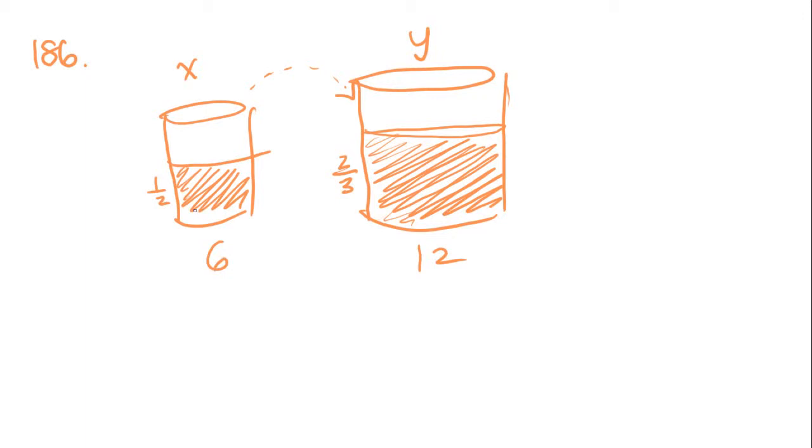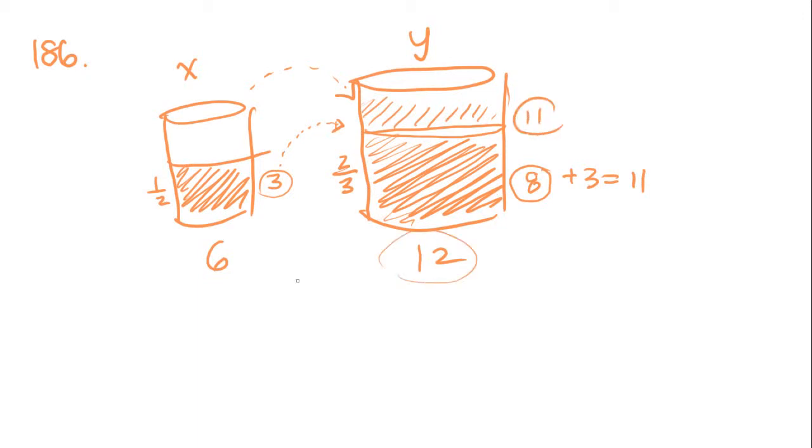Okay. Well, it's half full. X is half full, so that means there must be 3 units of oil inside X right now. And if Y is 2/3 of the way full, then Y must contain 8 units inside. So if the 3 gets moved over to Y, what are we going to get? We're going to get 8 plus 3 equals 11. There's going to be additional oil in here that's 11 units out of a possible 12. So the answer is going to be 11 over 12.